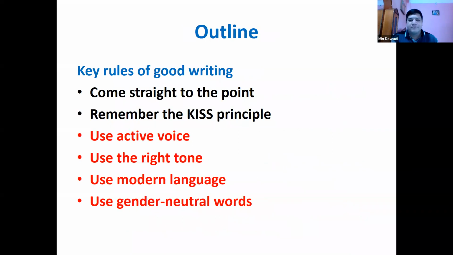And here is the outline of today's session. We'll focus on the rules of good writing today also. In the previous class, we talked about the first two rules of good writing, which are come straight to the point and remember the key principle. We have already discussed these two points with examples. Today we'll be discussing the remaining points related to the use of active voice, use of right tone, modal language, and the use of gender neutral words.